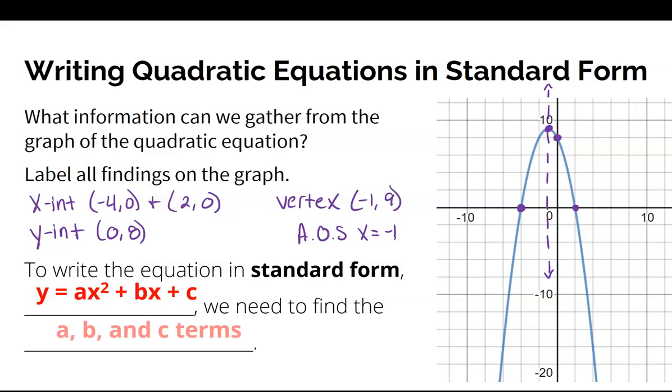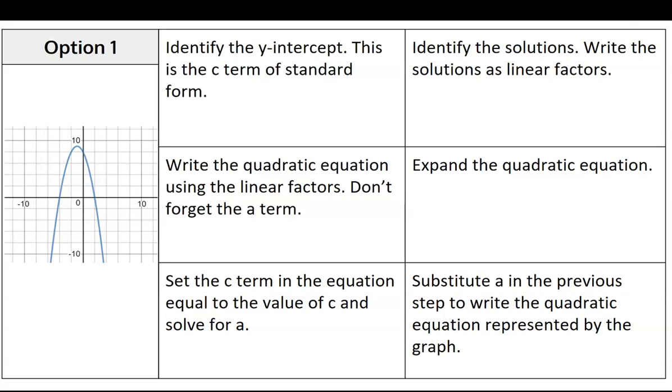In order to write this in the standard form, we need to know what a, b, and c are equal to. Okay, so there are two methods that we're going to go over on how to solve. Option 1, identify the y-intercept. This is the C term of standard form. Our y-intercept for this graph, which is the same graph that we just had on the last slide, is at a positive 8.